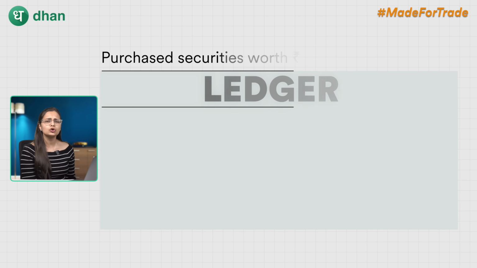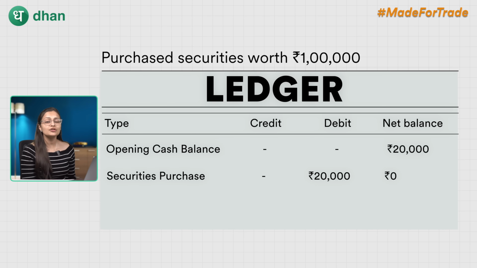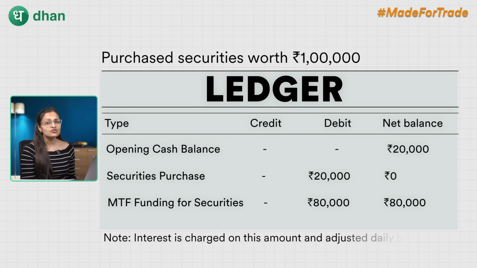For instance, securities worth rupees 1 lakh are purchased with rupees 20,000 in your cash balance. MTF funding will show a ledger entry for rupees 80,000. That is 1 lakh minus 20,000. And interest is also charged on this amount and it gets adjusted daily based on your margin movements.